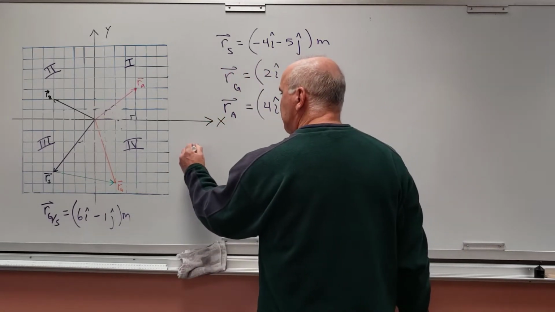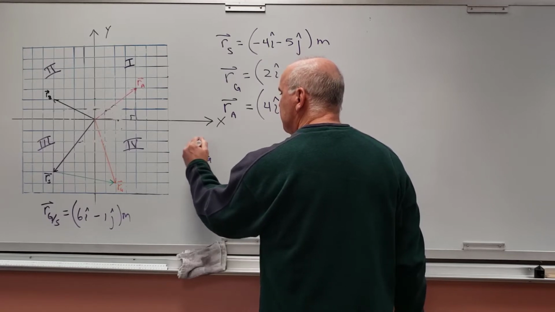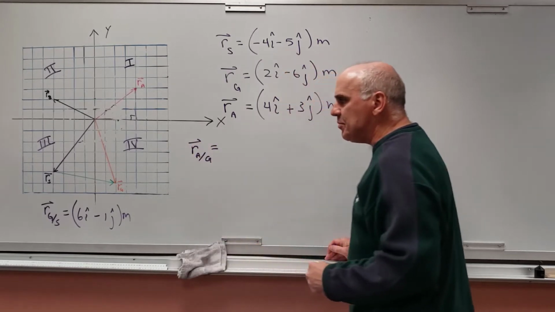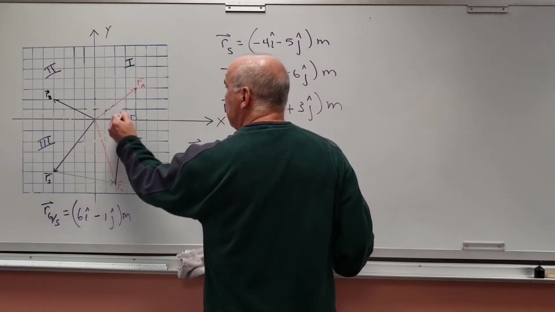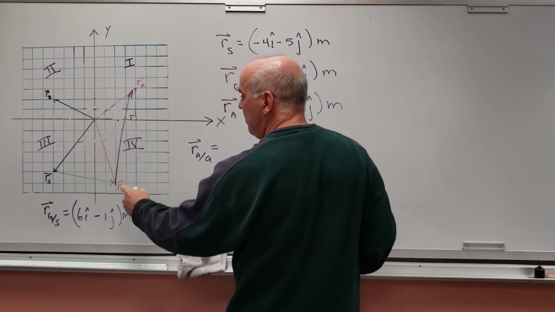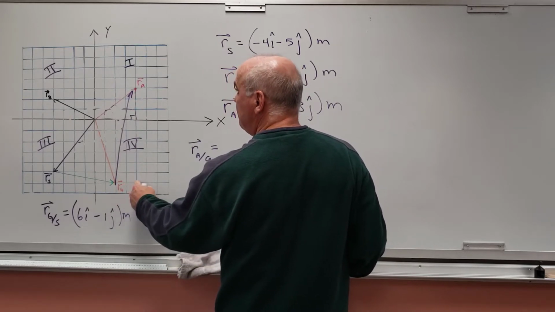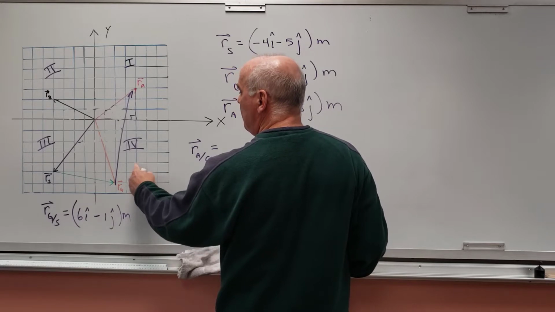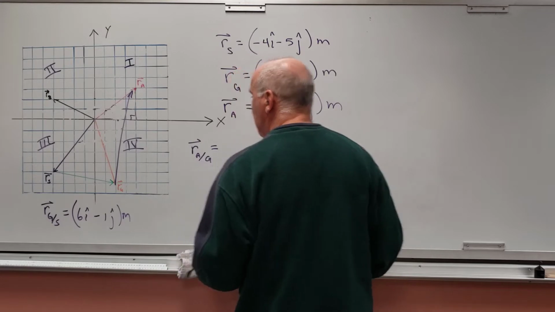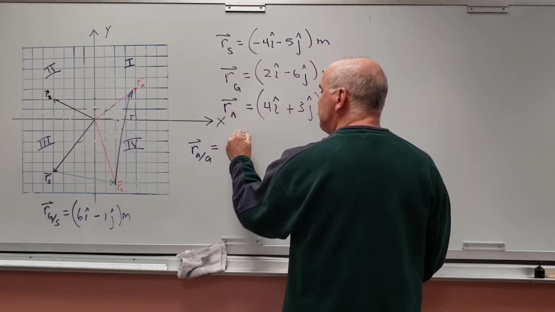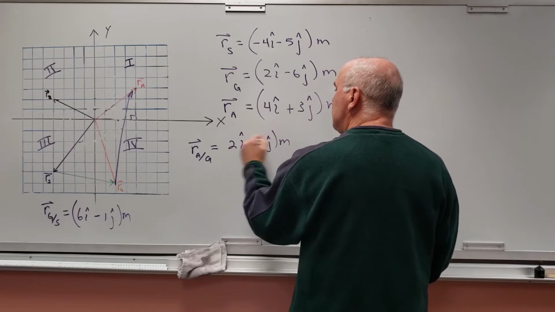But let's take another look. Let's talk about the position of Adam with respect to Grayson. Well, that would be a vector like this. Not a very good drawing, but you get the idea. So I'm going 2 meters to the right, and 1, 2, 3, 4, 5, 6, 7, 8, 9 meters up. So 2 meters to the right plus 9 meters up.